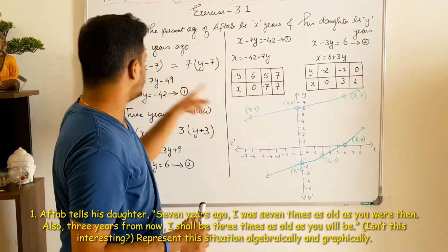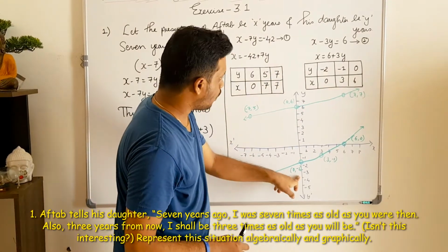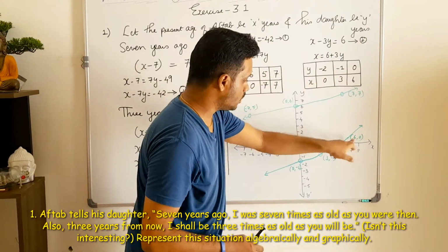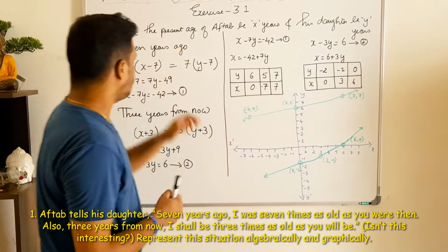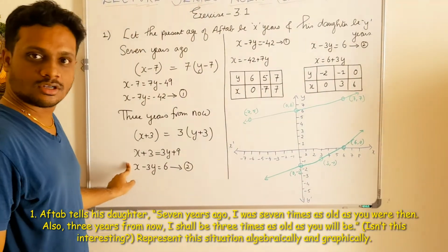So this refers to the first equation. Then 0 comma minus 2 is this point, 3 comma minus 1 is here, 6 comma 0 is here. So these 3 points refer to the second equation. So this is the graphical representation of this situation, and these two equations are the algebraic representation of the same situation.